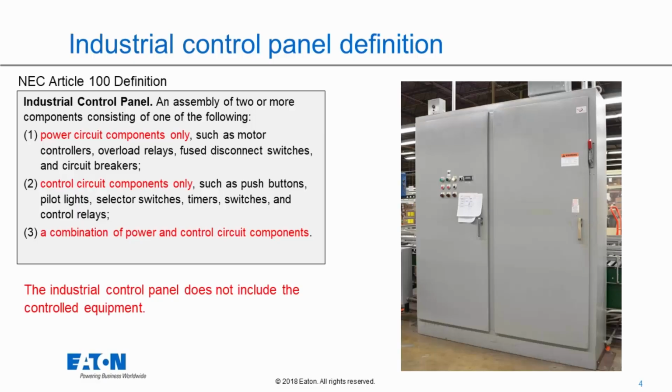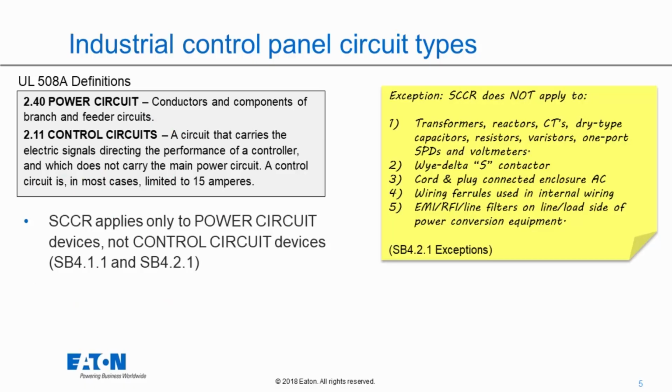Very importantly, the industrial control panel does not include the controlled equipment, right? So whatever it is feeding, motors, lights, whatever it might be going to, that's not considered part of the panel. It's only what is inside that probably gray box that counts towards it.